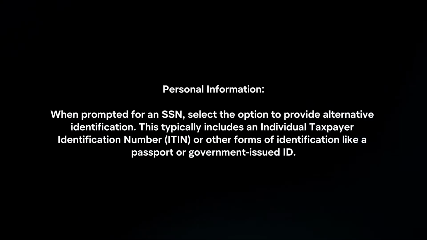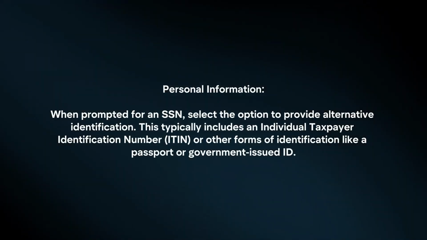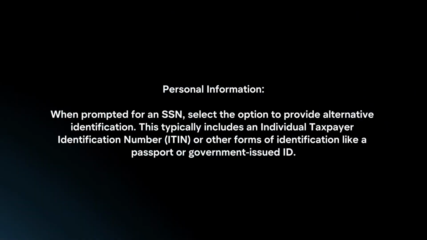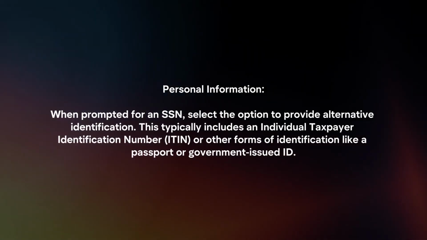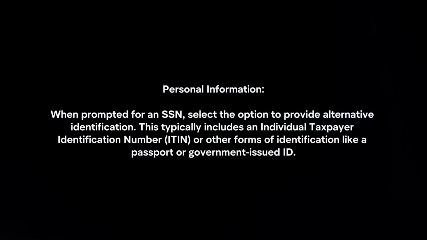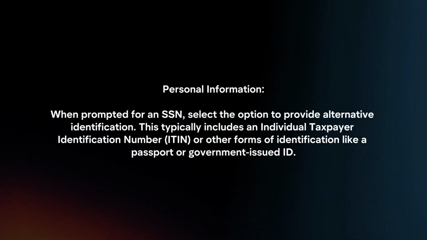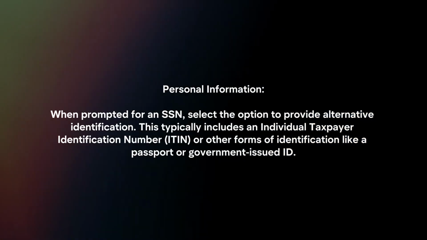Enter card information. Provide your card number and the 3-digit security code found on the back of the card. Personal information. When prompted for an SSN, select the option to provide alternative identification. This typically includes an individual taxpayer identification number or other forms of identification, like a passport or government-issued ID.